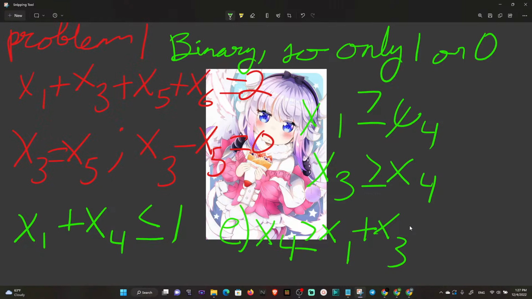Minus 1. Why do we make it minus 1? Because no matter what, x4 has to be 1 or 0. This is a binary problem. Otherwise, this would equal 2. Oh, okay.